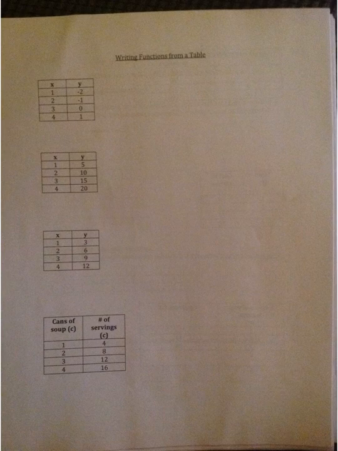Now we're going to look at writing functions from a table. So what we're looking at is the relationship between x and y. Now sometimes you can look at what x is and then what y is, and it's pretty easy to figure out what's happening from x to y.